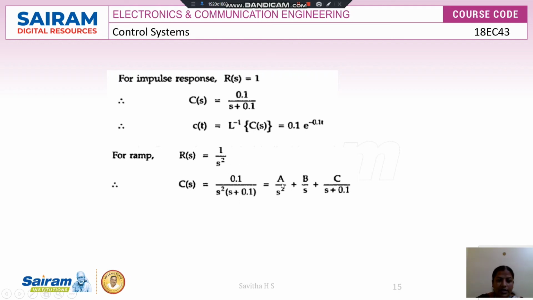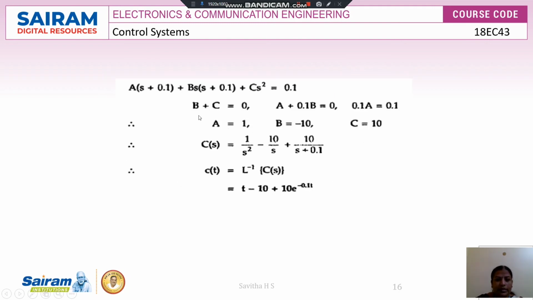Using partial fractions, I write it as a by s square plus b by s plus c by s plus 0.1. Next we find the values of a, b and c. We get a as 1, b as minus 10 and c as 10. Substituting all the values, C of s is equal to 1 by s square minus 10 by s plus 10 by s plus 0.1. Taking the inverse Laplace transform, C of t is equal to t minus 10 plus 10 times exponential of minus 0.1 t.